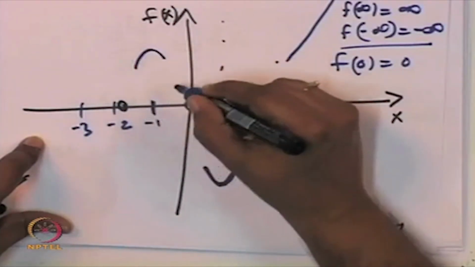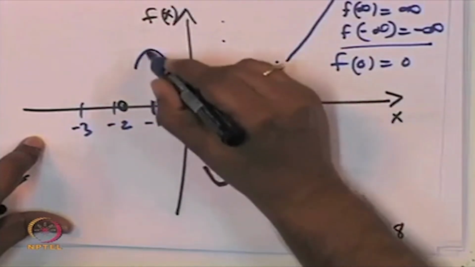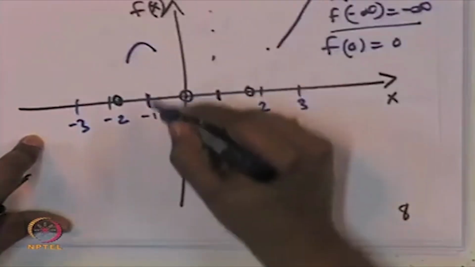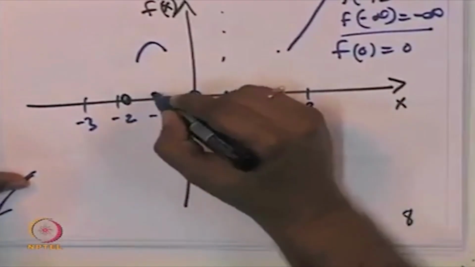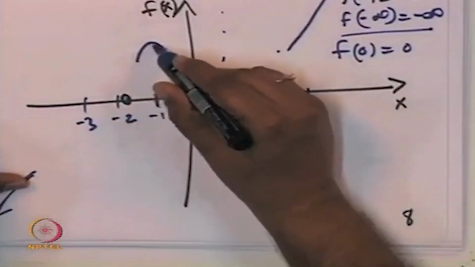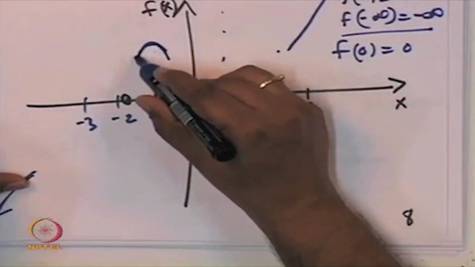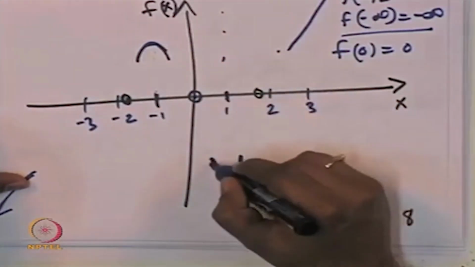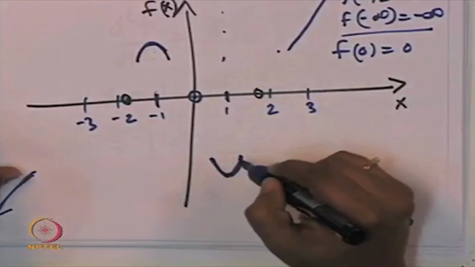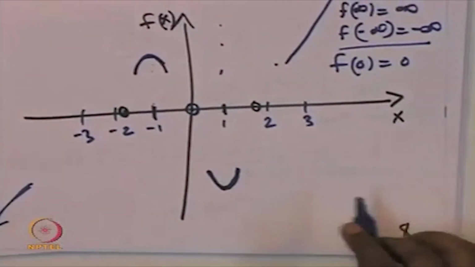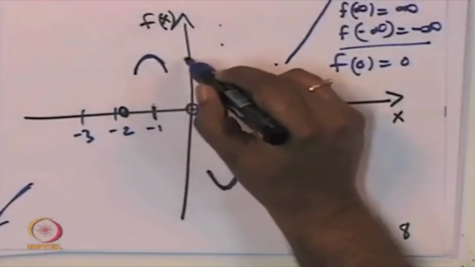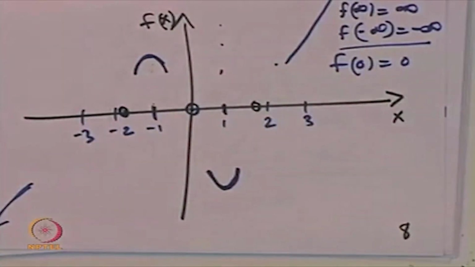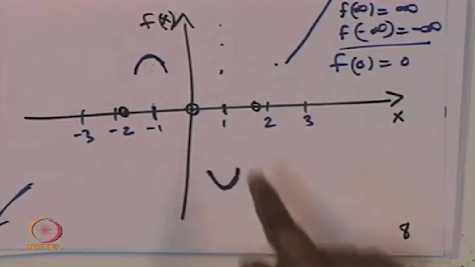It should have a maximum somewhere. We do not know where it is, here or here or here. We do not know where this maximum is, but we know that at x equal to minus 1, it should have a maximum. The function should have a curvature like this, and at x equal to plus 1, it should have a minimum where the function should look like this. Now, what is the value at which this maximum and minimum should happen? We should evaluate the function at x equal to plus 1 and minus 1.